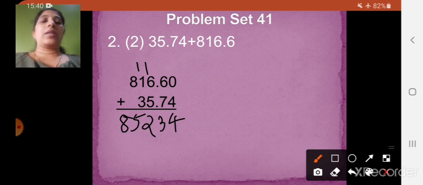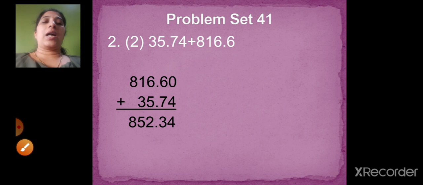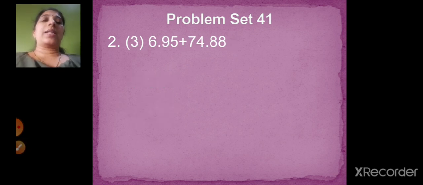Now you can see there are 2 decimal places in both the numbers, so you will take 2 decimal places. So 852.34 is your answer. Let's move to the third one.